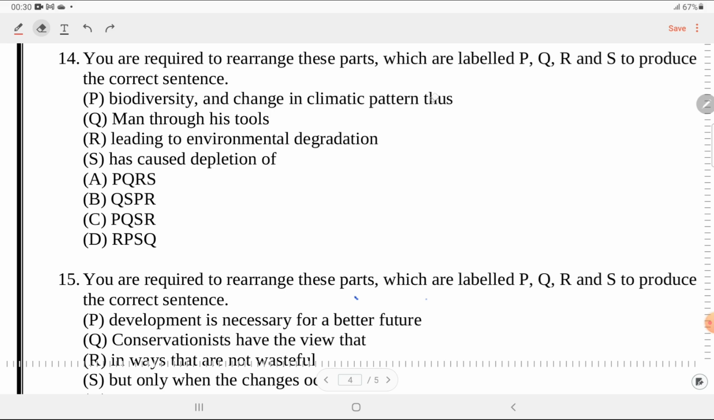Biodiversity and change in climatic pattern does man. अब B से तो स्टार्ट हो ही नहीं सकता because 10 आ गया वहाँ पे. So man through his tools. Okay, man through his tools मैं लूँगी. इसके बाद देखते क्या आ सकता है. Leading to environmental degradation. No. Has caused depletion. Yes, man अपने tools के through उसने क्या किया? Depletion. Depletion is what? कम करना किसी चीज़ को. So Q and S should be together.